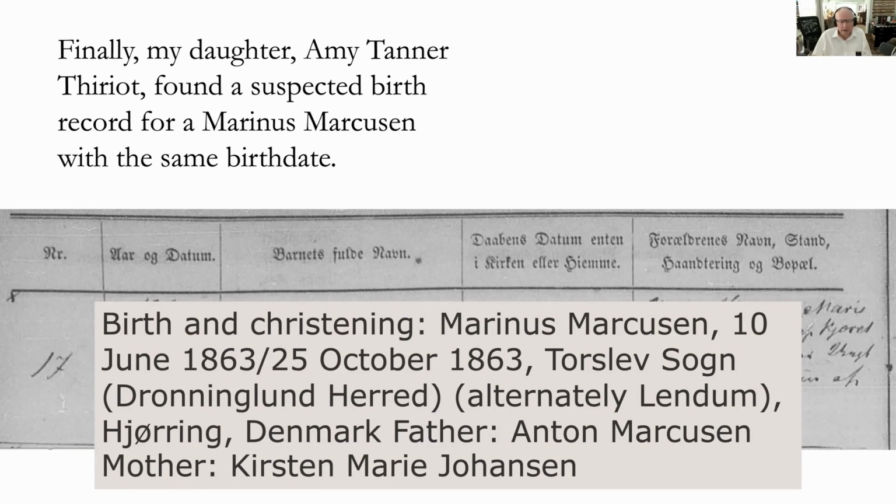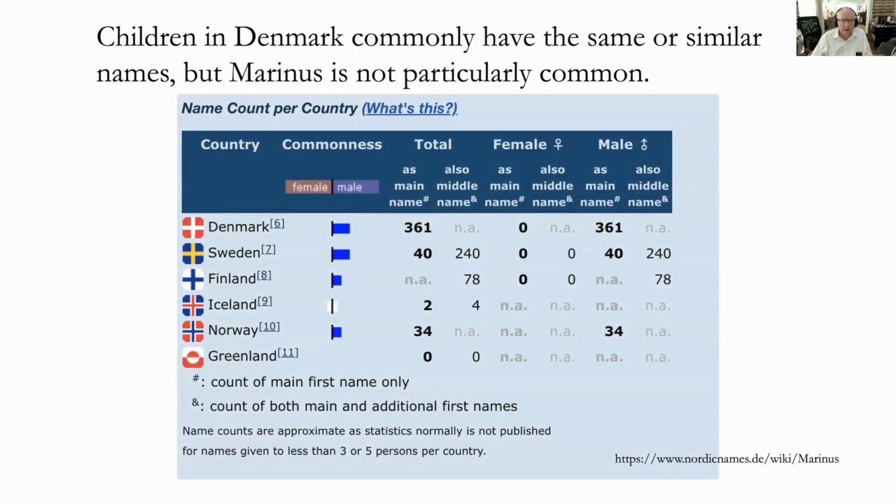So that was helpful. And so we have Marinus Markusen, born 10 June 1863, christened 25 October 1863, Torslev, Dronninglund Herred, Hjørring, Denmark, father Anton Markusen, mother Christian Marie Johansson. Okay, neither one of these are people that we had any knowledge about previous to Amy's research. So now we're looking at children in Denmark that have the same or similar names.